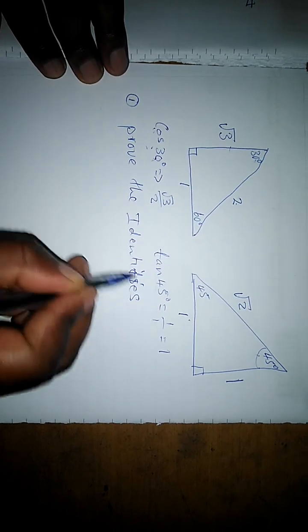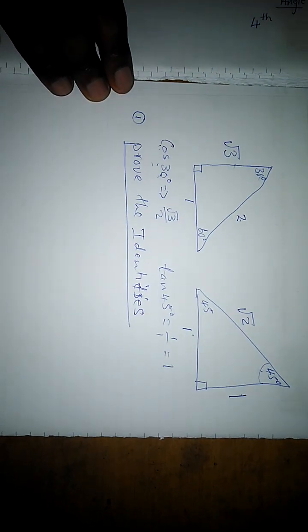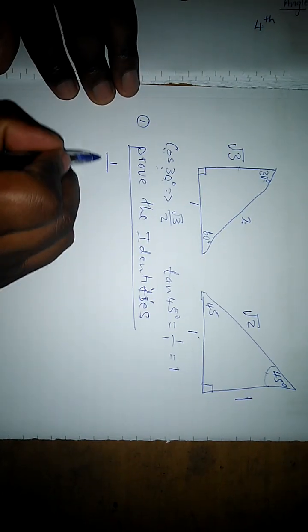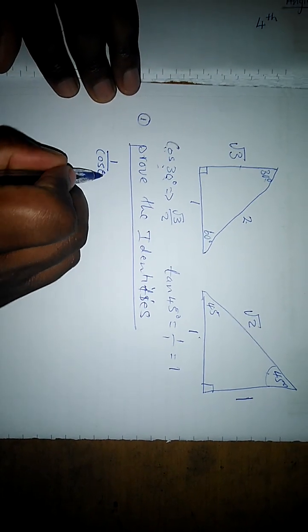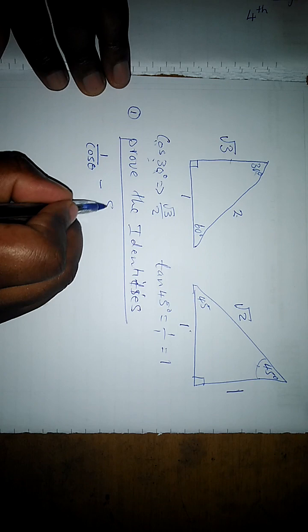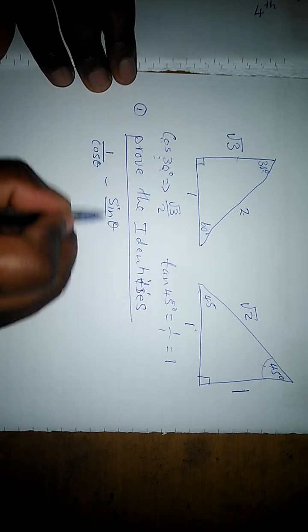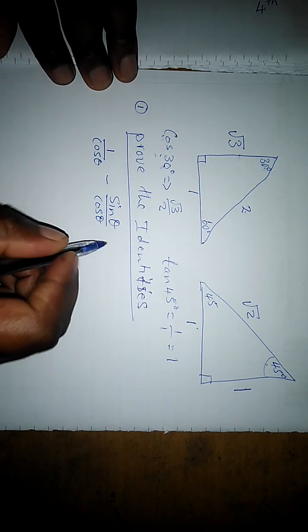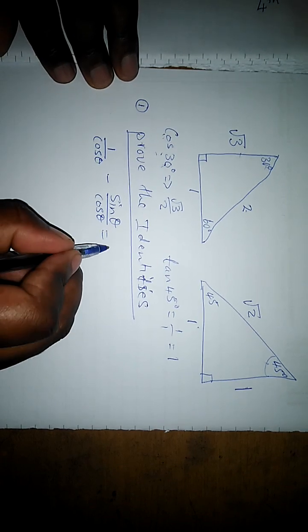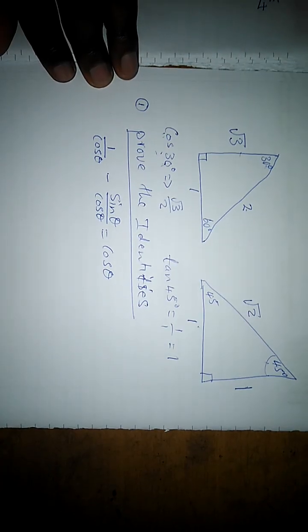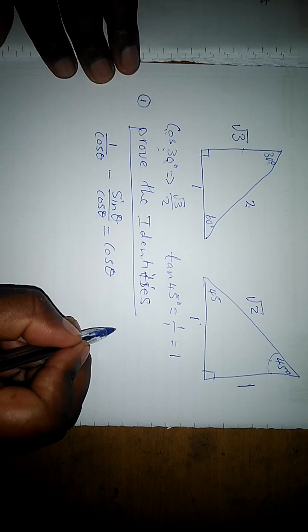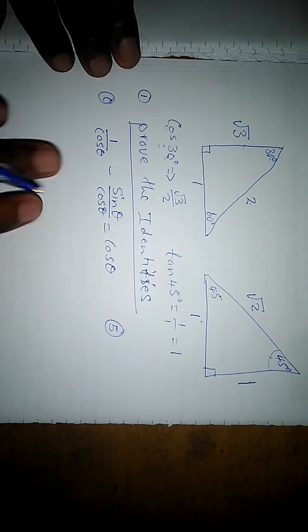Identities. Prove the identities. Given 1 over cos of theta minus sine of theta over cos of theta, this should be equal to cos of theta. And they give us, this is 5 marks. So how do I approach this one?